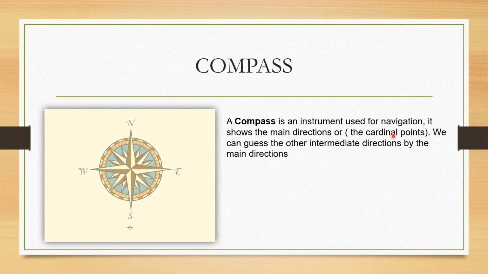A compass is an instrument used for navigation. It shows the main directions or the cardinal points. We say the main directions north, south, east, west are cardinal points. We can guess the other intermediate directions from the main directions. So I can guess where is northeast, between north and the east, and where is southeast, it is between south and the east here. So I can guess intermediate directions after guessing all the cardinal points.